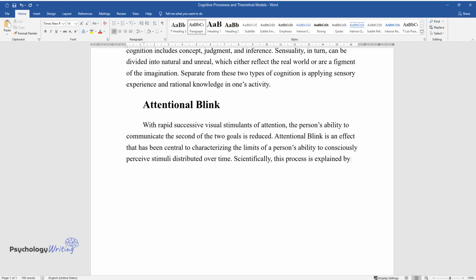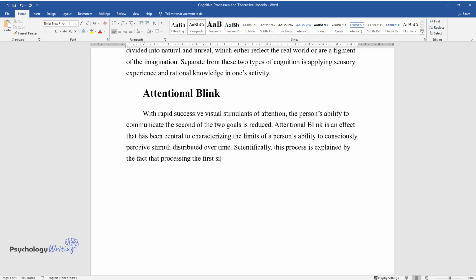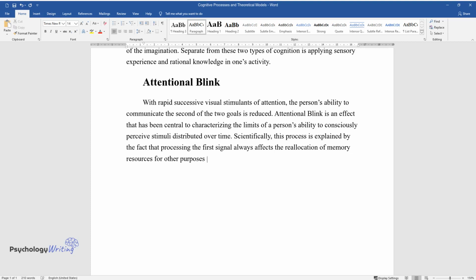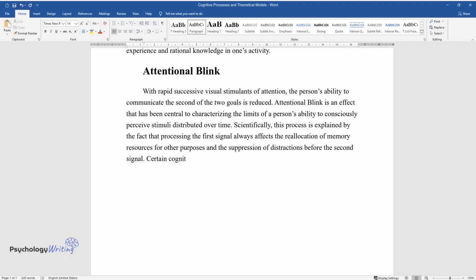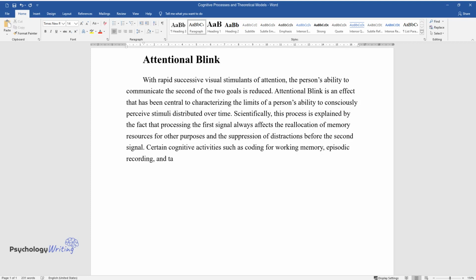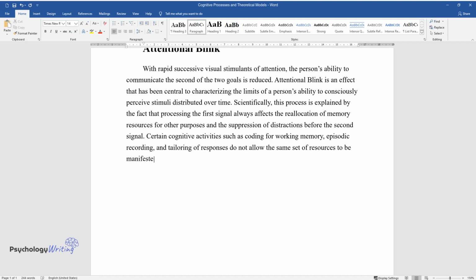Scientifically, this process is explained by the fact that processing the first signal always affects the reallocation of memory resources for other purposes and the suppression of distractions before the second signal. Certain cognitive activities such as coding for working memory, episodic recording, and tailoring of responses do not allow the same set of resources to be manifested to the second signal at low latency.